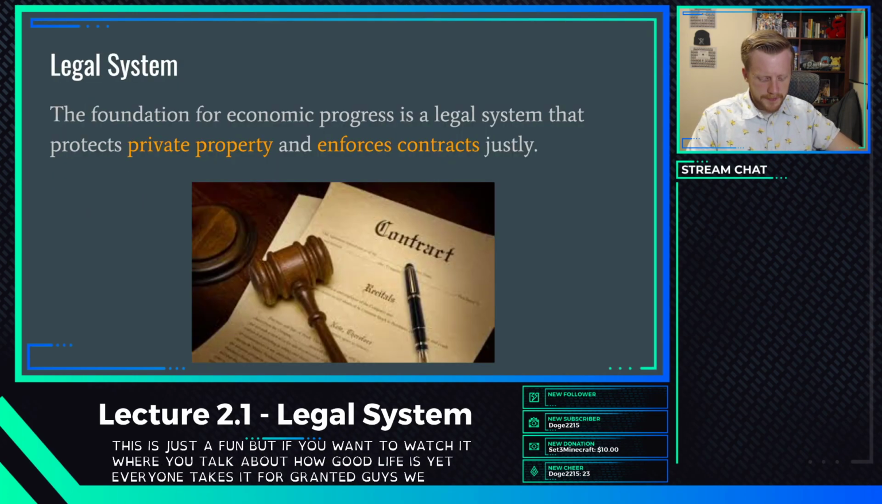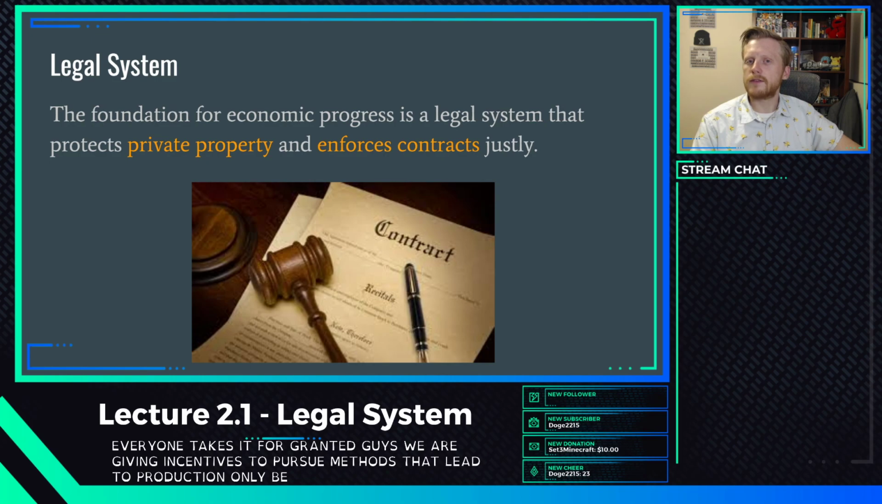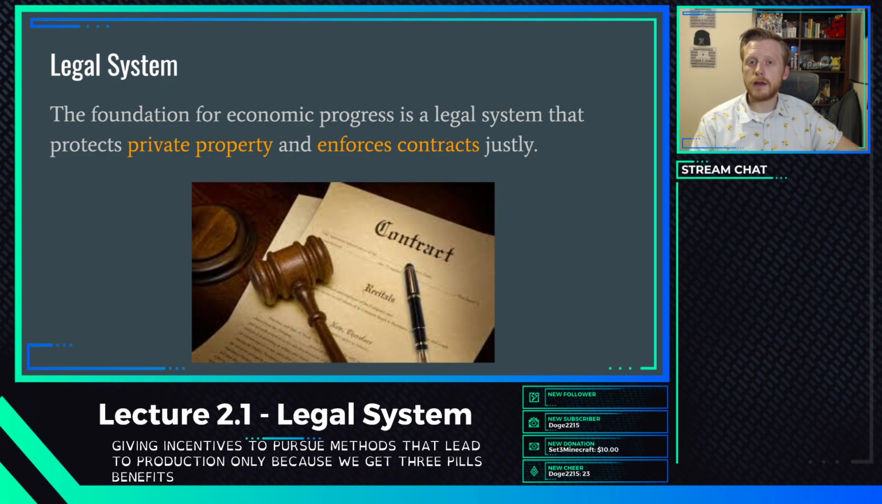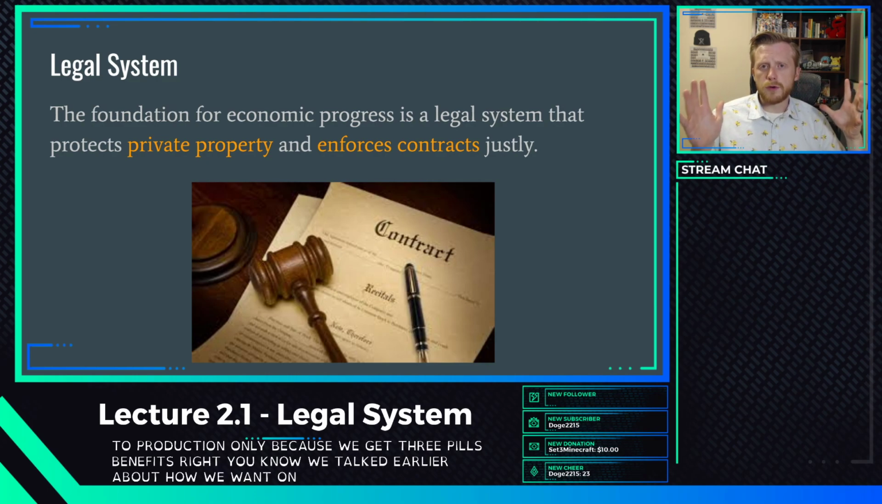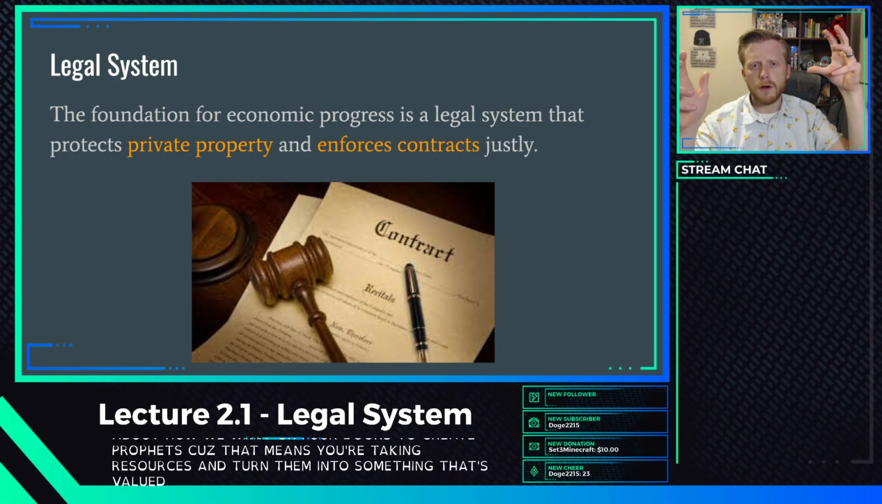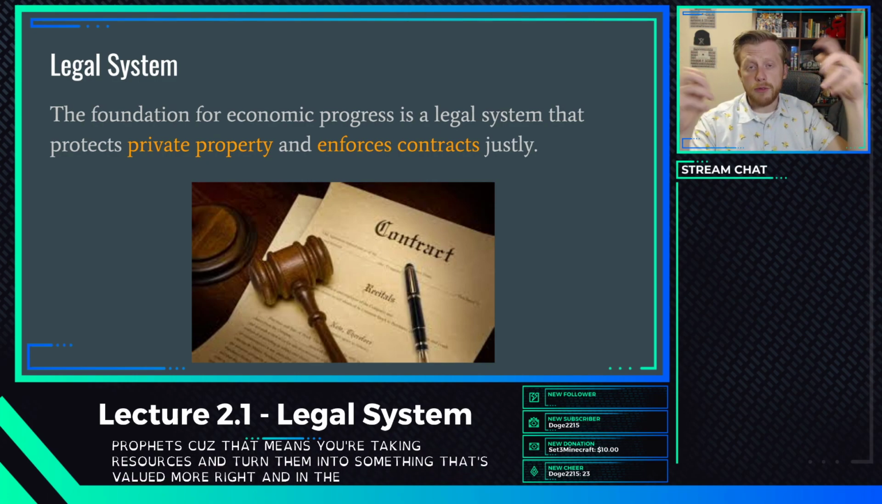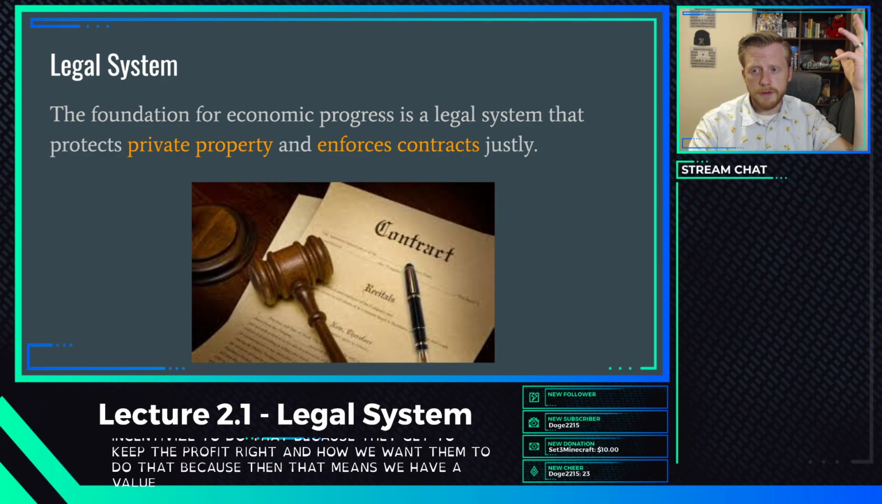Guys, we are given incentives to pursue methods that lead to production only because we get to reap those benefits, right? We talked earlier about how we want entrepreneurs to create profits, because that means they're taking resources and turning them into something that's valued more, right? And how they're incentivized to do that because they get to keep the profit, right? And how we want them to do that because then that means we have a valuable use of our resources, right?